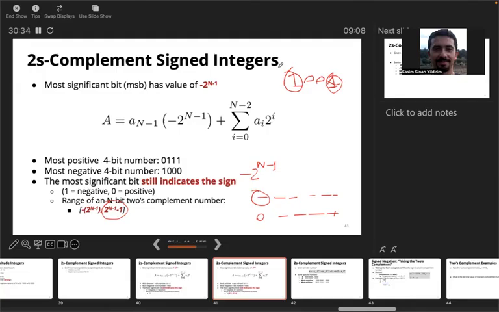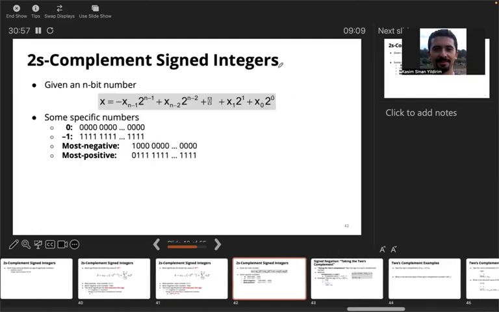So again, if the leftmost bit is 0, the number is positive. If it is 1, the number is negative. But on the other hand, you will see this representation works well with addition. All the operations will output correct results, again, in 2's complement form.